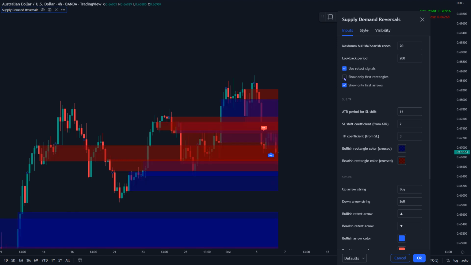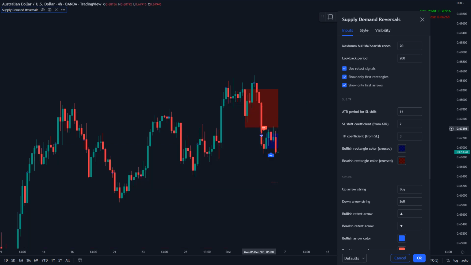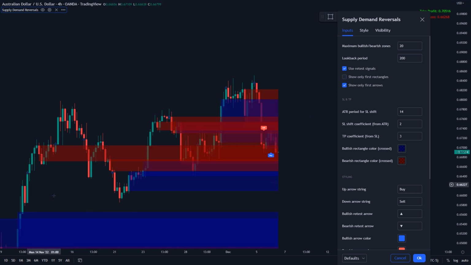One of the more important ones, and we're going to go over this, is this middle one, show only first rectangles. If you have that on, it's just going to show you the most recent buy and sell zones. It's going to have those two marked up. And if you have it unchecked, it's going to show you all previous ones within the past 200 candles. That's the look back period here.